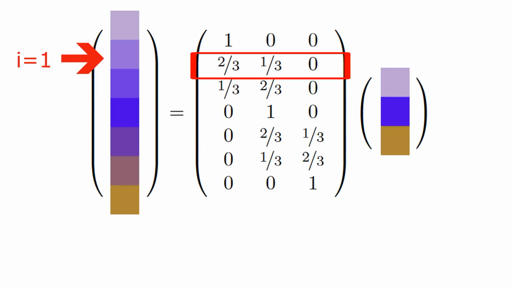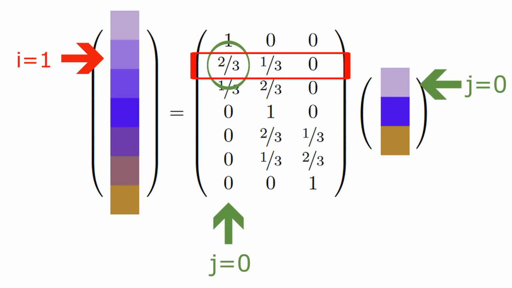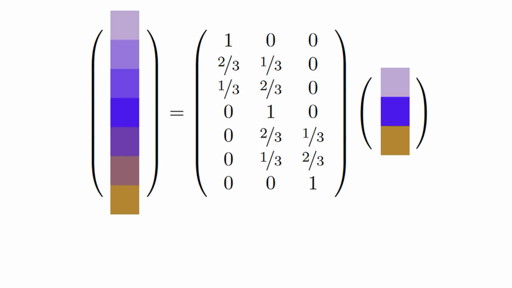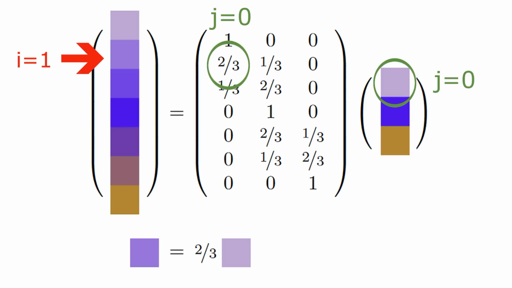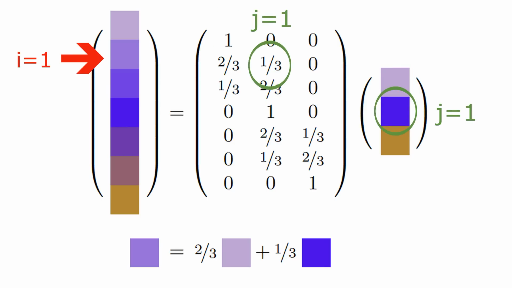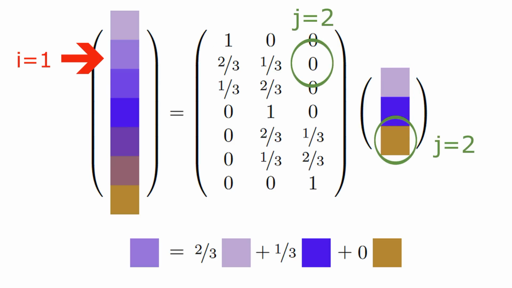The vertical index i represents the index in the new image, and the horizontal index j represents the index in the original image. Because of how matrix multiplication works, each row contains the coefficients to use when constructing the linear combination for a specific pixel at index i. Take for example the new pixel at i equals 1, and see it is 2/3 of the original pixel at index 0 and 1/3 of the original pixel at index 1, and so on for all other new pixels.